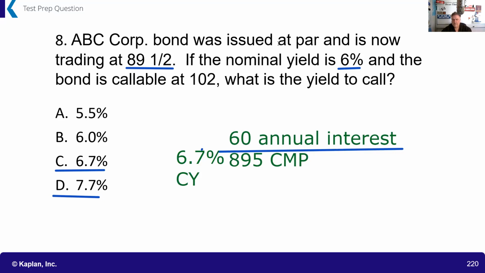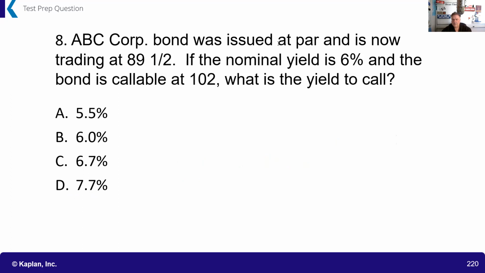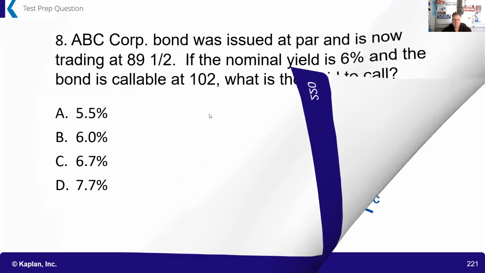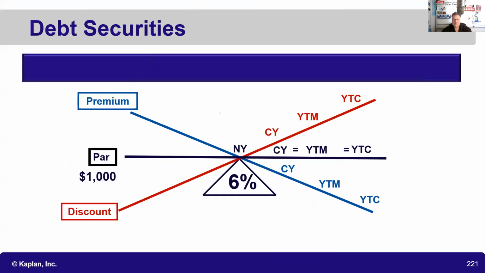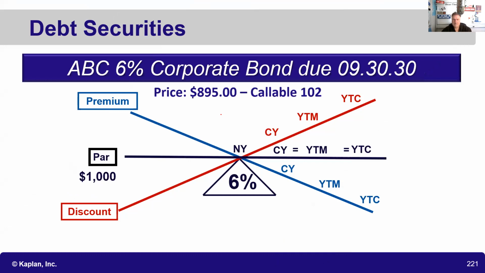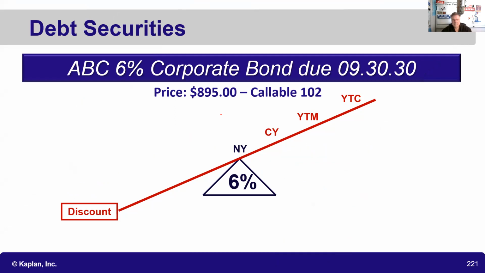So again, it's not can you do the math on yield to maturity, yield to call, it's do you know the relationship? So again, here's the teeter-totter. This is an ABC bond, there's our 89.5, that's 89.5% of par being 1,000, so 895. It's a bond at a discount. So we know the yield to maturity is higher than the current yield. We determined the current yield was 6.7. And so that means yield to maturity has to be something greater than that.